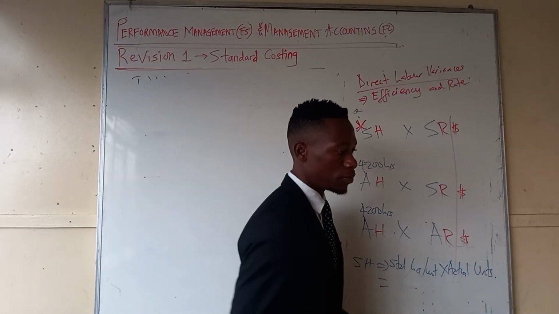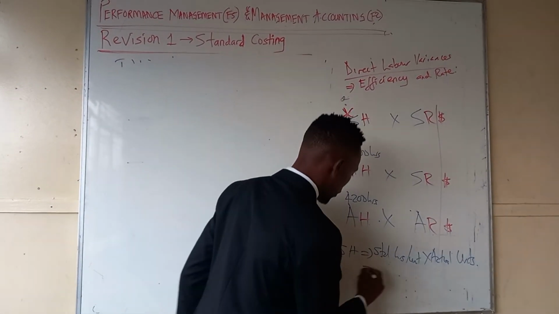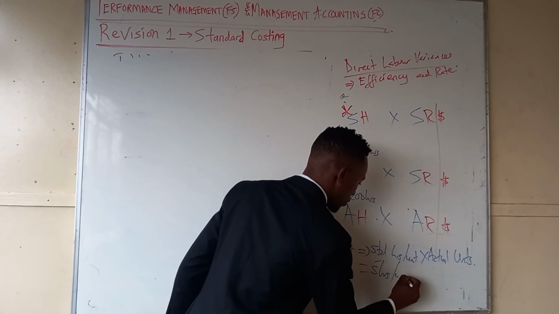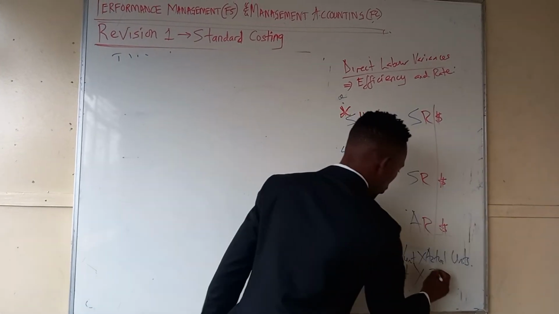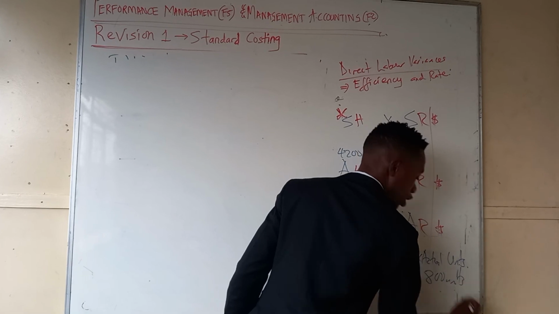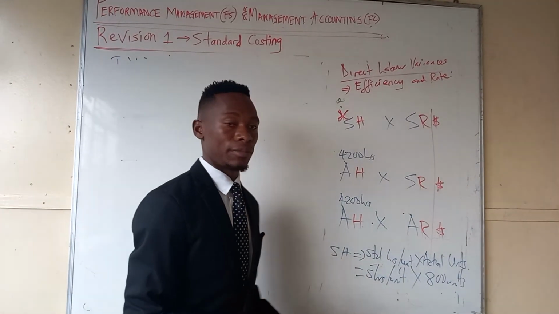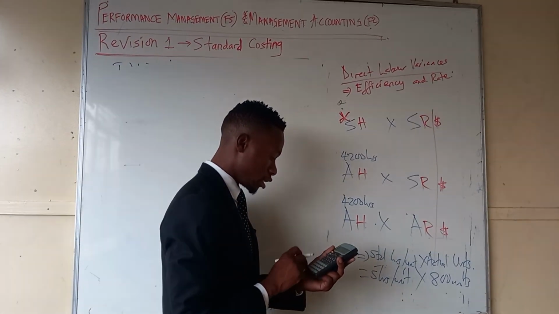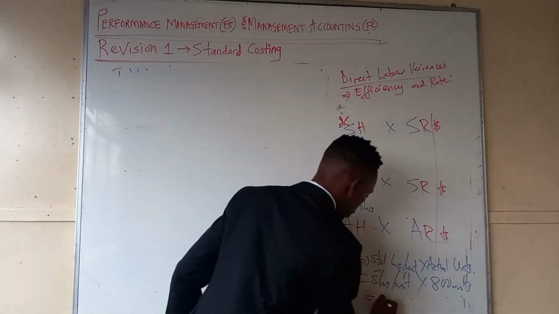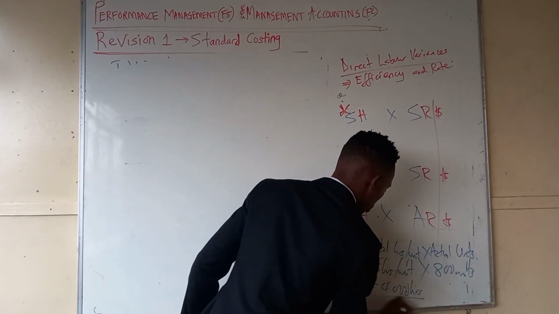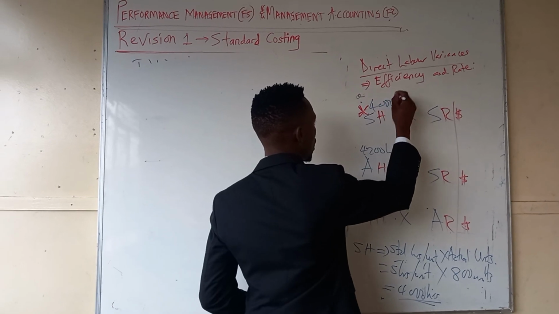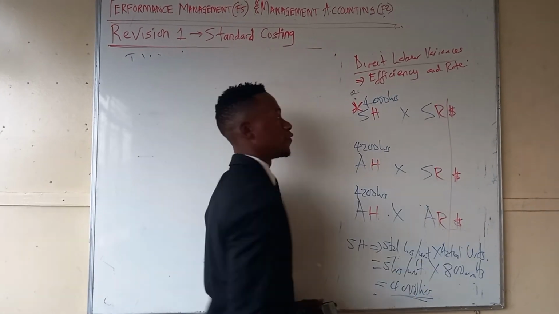So the standard hours per unit, according to the question, how many hours are we expecting? 5 hours per unit multiplied by the actual production. Don't forget your question. We used 800 last time as the actual. So 5 by 800, you then get 4,000 hours. So this is your standard 4,000 hours here. You do have 4,000 hours.